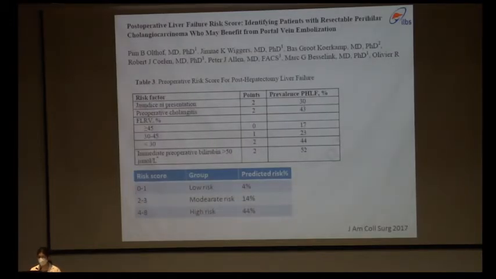In this study, published in 2017, they have suggested that not only the future liver remnant volume is important, but also the jaundice at presentation, preoperative cholangitis, and immediate preoperative bilirubin have an impact on the risk stratification for post-hepatectomy liver failure. So they have given points and further classified the patients into low risk, moderate risk and high risk. Patients with a risk score of 4 to 8 have a high predictive value of 44% of post-hepatectomy liver failure. So this group of patients should undergo portal vein embolization.